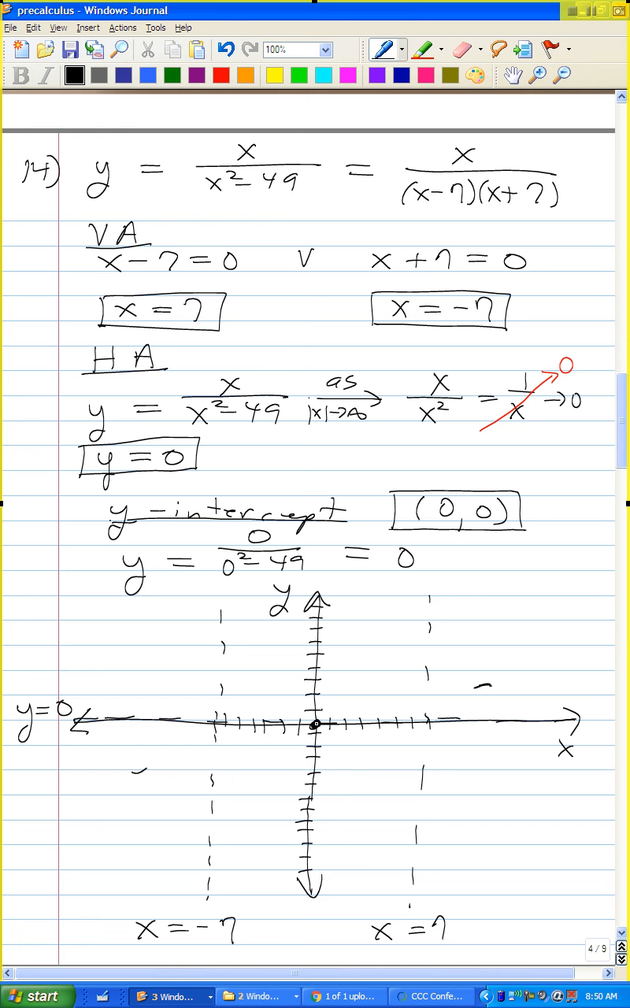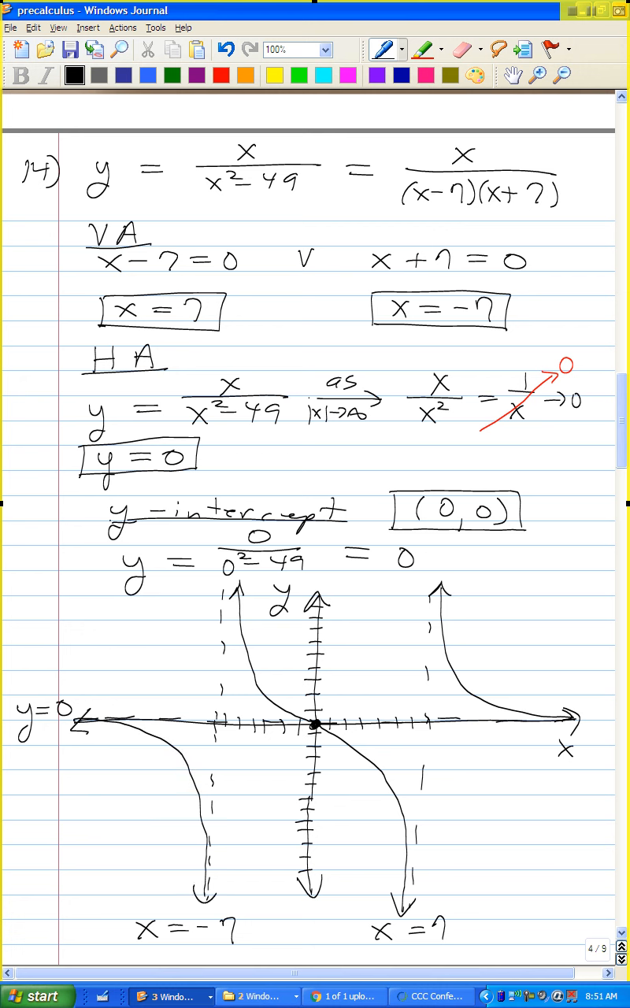So it has to look something like this. It has to go off to infinity here and down to infinity here. Next, it always has to be in this region here. It is blocked by these two asymptotes, so it's got to go to infinity here and has to go to 0 here. So it has to look something like this. Oh, by the way, this is also an odd function, so it has to have symmetry. So things have got to look like mirror images of each other.